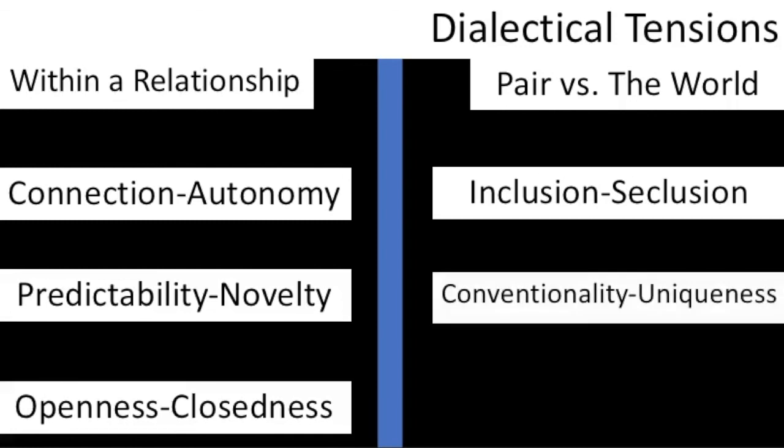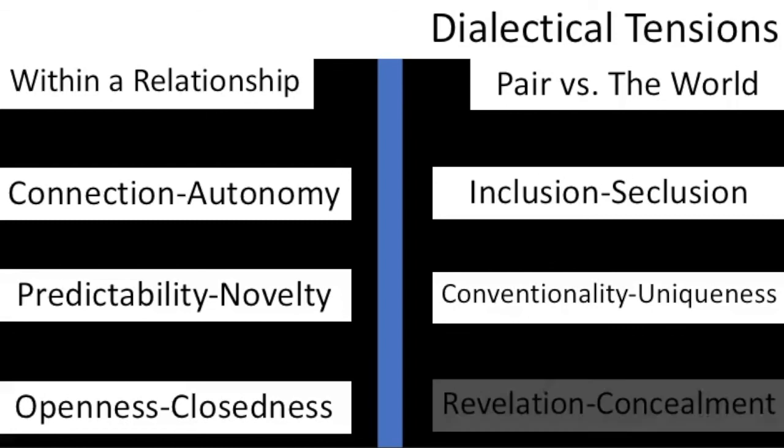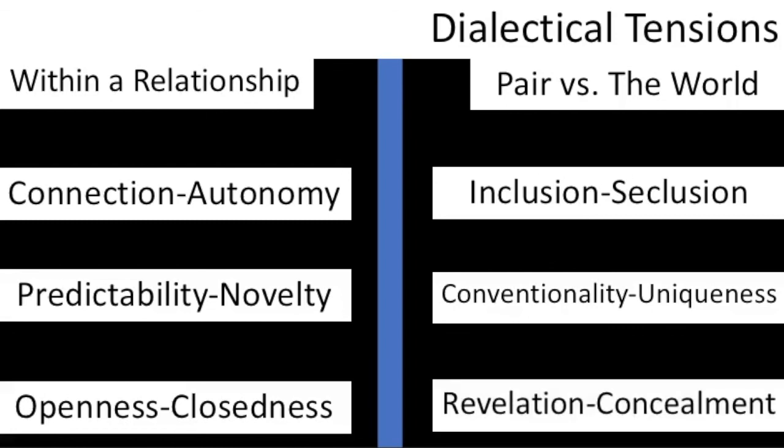Secondly, the couple wants to be socially recognized as a couple while also not feeling like they have to abide by every single dominant social norm regarding what a couple should be or look like. So they want to be seen as a unique couple with their own way of doing things while still being socially accepted as a couple. Lastly, the dialectic of revelation and concealment refers to the couple's desire to both share information about their relationship with others while still keeping some details to themselves. So a couple needs to negotiate how much they will share with others about the relationship.